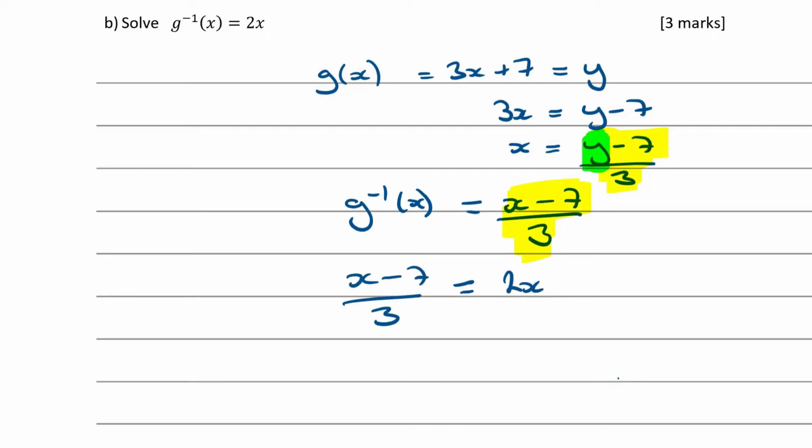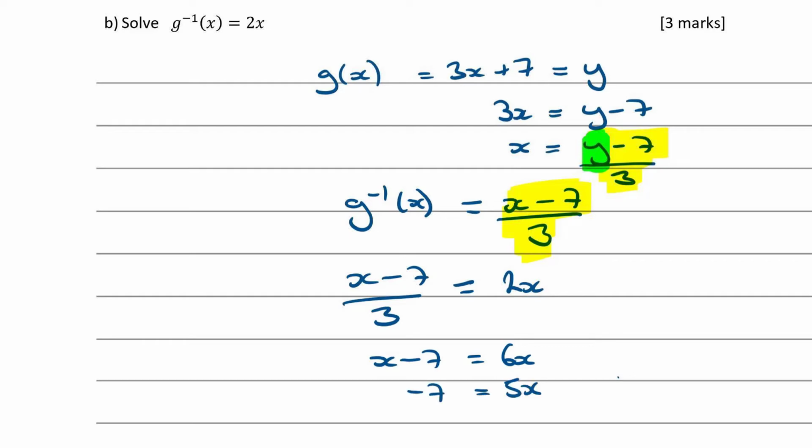Now we just need to solve for x. Multiplying both sides by 3, I'm going to get x minus 7 is equal to 6x. Subtracting x from both sides, I'm going to get minus 7 is equal to 5x. So then x is going to be minus 7 divided by 5, isn't it?